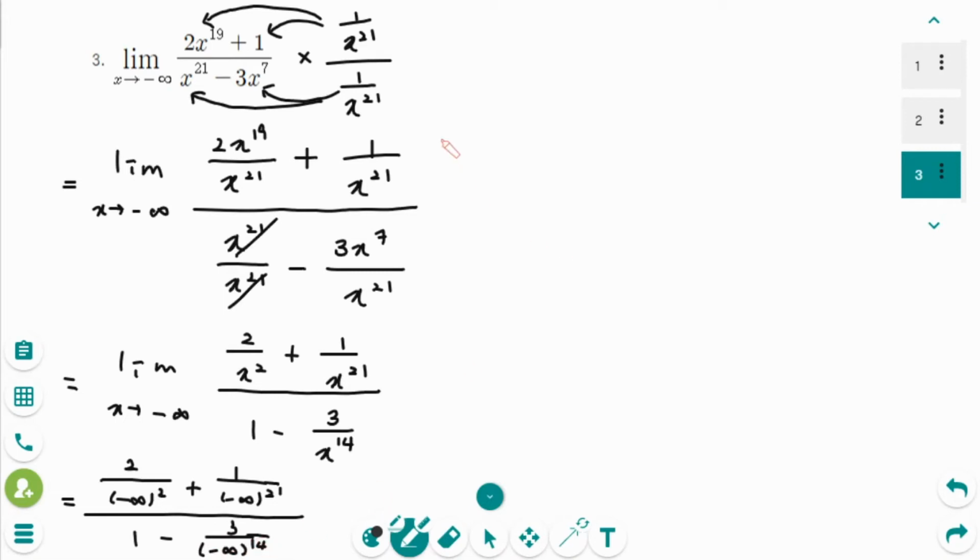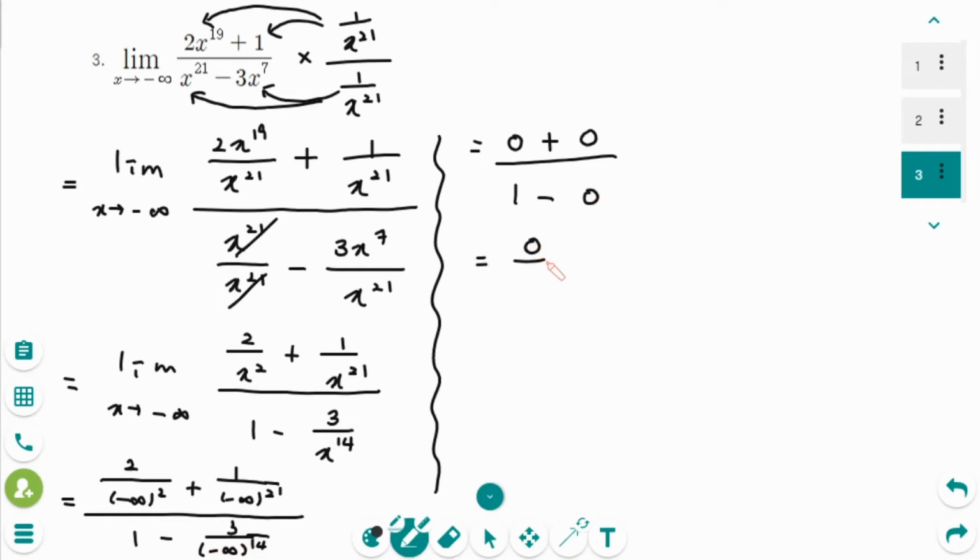And then next step, this one is 2 over infinity, which is 0, plus 1 over minus infinity or plus infinity, doesn't matter, 0, over, this is 1, minus, this is also 3 over infinity, to make positive, right? This is positive, but it doesn't matter, 0. So this is 0 over 1, which is 0. That is answer. And then try the shortcut.